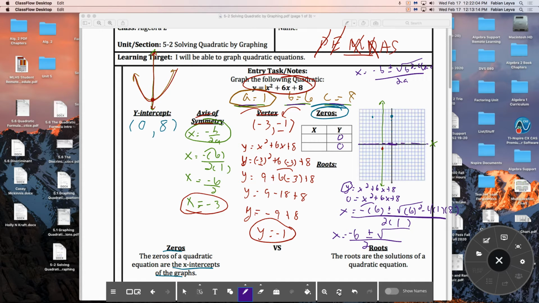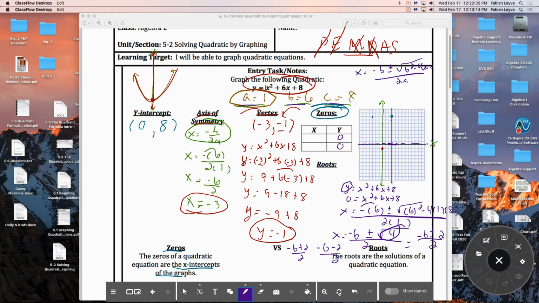So parentheses 6 squared minus 4 times a, which is 1, times my c, which is 8, and I got a positive 4. It's nice for me because I could take the square root of 4, which is what times itself equals 4, which is 2, all divided by 2. Notice I have two equations: negative 6 plus 2 divided by 2, and negative 6 minus 2 divided by 2.